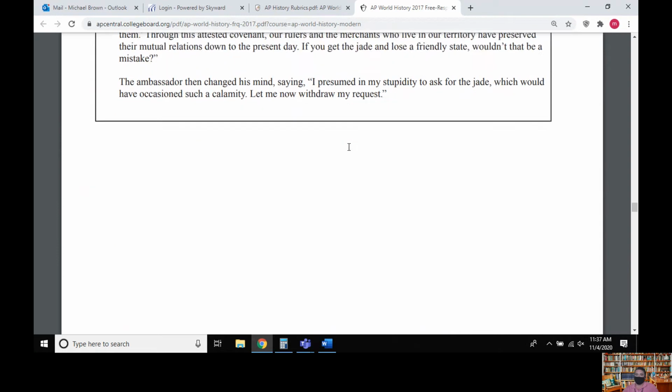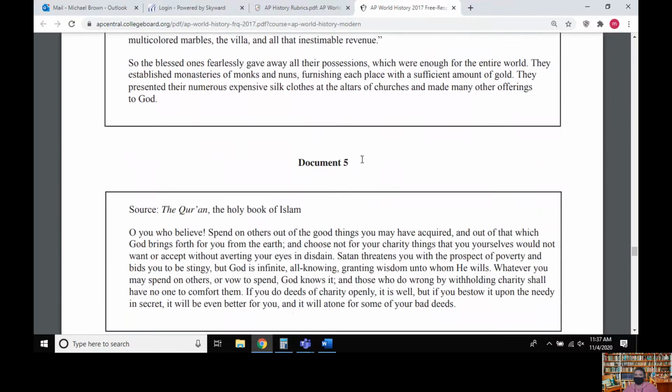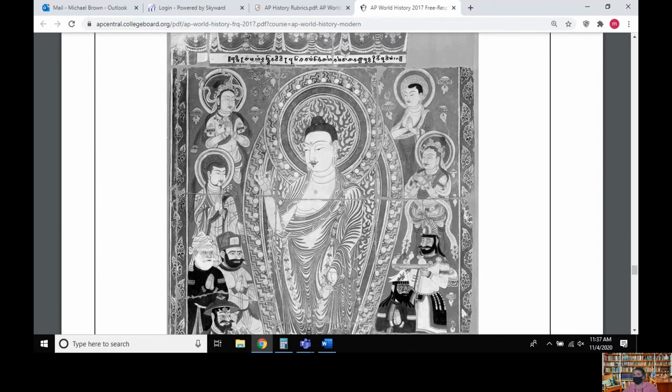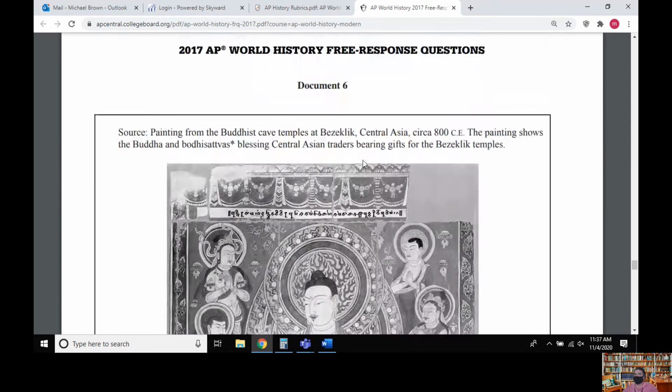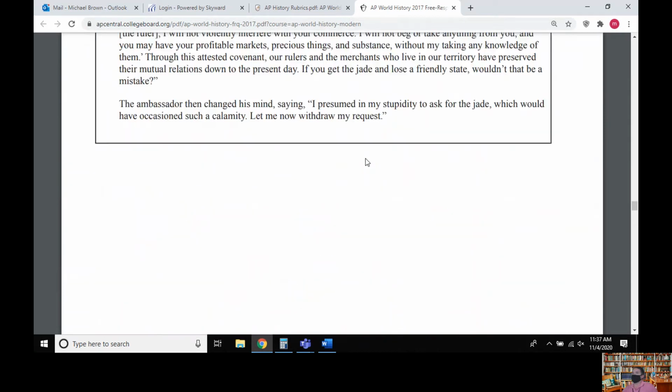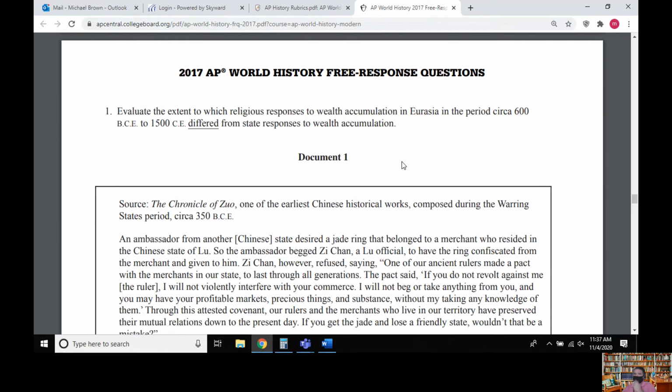So you've got document 1, document 2, documents 3, 4, 5, 6. Hey, that's a picture. That's not too bad. And then 7. One of the things you'll find through reading the documents is you'll see some themes, some general ways that both governments and religions responded. You might see that most of these governments are increasing taxes, because that's what governments do when people have money. Most of these religions are asking for donations. You now have an argument. You now have a thesis statement. You now have a sense of direction.